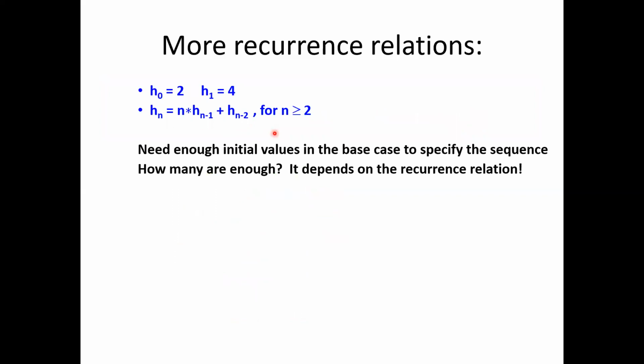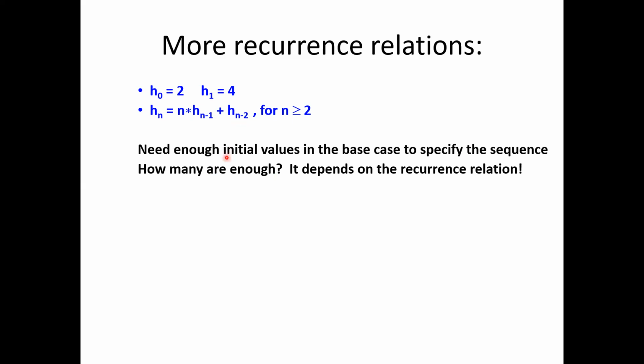Okay, another example. You define the first two terms of a sequence. The first element is 2, the second element is 4. And after that, all elements with index n are defined through a recurrence relation reminiscent of the Fibonacci recurrence relation, but instead of just adding the previous term and the one before, I take the previous term and multiply it by the value of this index, and I add that to the value of the sequence 2 indices to the left.